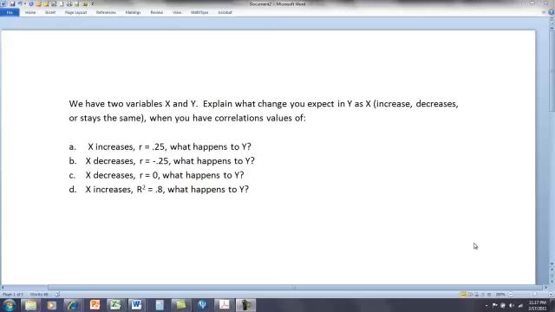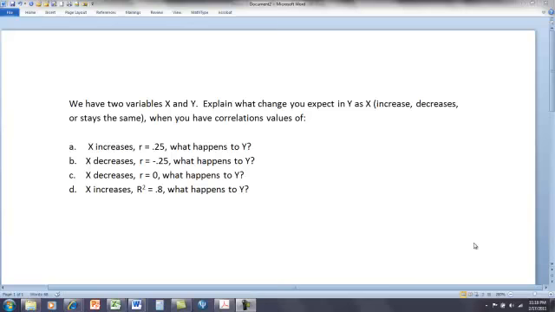Here's a fairly straightforward problem, at least on A and B, that you should get right away. If x increases and the correlation between x and y is positive, then we expect an increase in x to result in an increase in y. So let's say that the number of calories that you take in a day is correlated positively with weight. As you increase your calories, we expect your weight to increase.